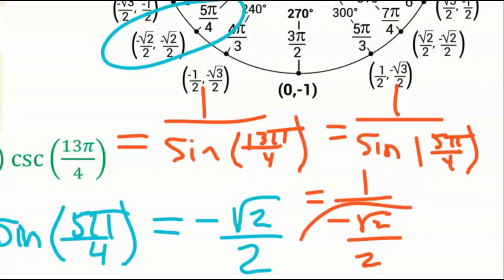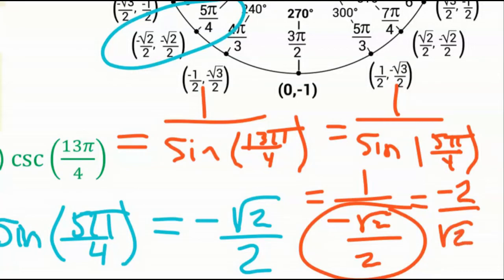My next step is I flip and multiply. Now when I flip that, that's going to give me negative 2 over the square root of 2. But I can't leave my answer like that. I have to rationalize it. Negative 2 over the square root of 2 times the square root of 2 over the square root of 2 is going to give me negative 2 square root of 2 over 2. These 2's cancel, so my final answer for the second one is negative square root of 2.